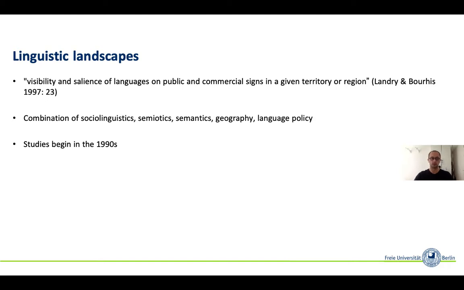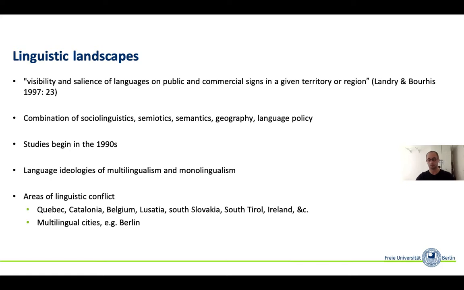The study of linguistic landscapes began in the 1990s and is continuing and flourishing until today. When we look at linguistic landscapes and how they are formed in the different areas and regions, we very often have to do with language ideologies, and most importantly with the two big ideologies or complexes of ideologies connected with multilingualism and monolingualism.